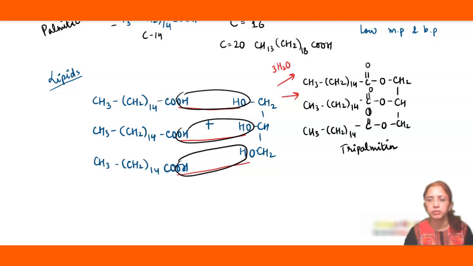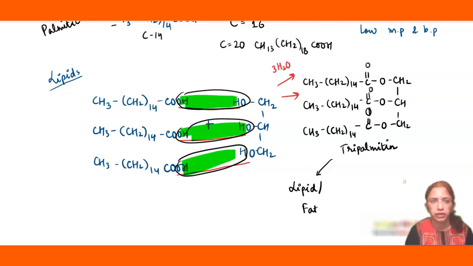Now tripalmitin is an example of a lipid or a fat. How easy it is. Now here you can see that we have done an esterification reaction at 3 places. Fine. That's why it's an example of triglyceride. Fine. If condensation reaction happens at just 2 places, it will lead to the formation of diglyceride.